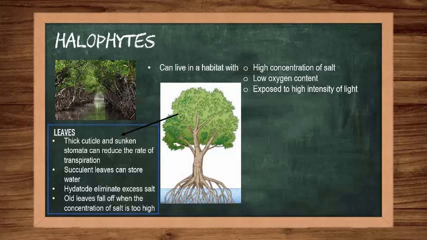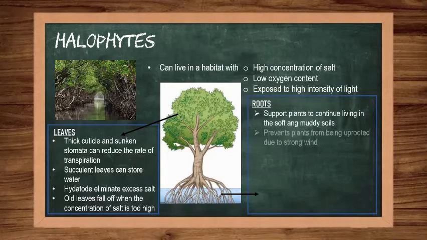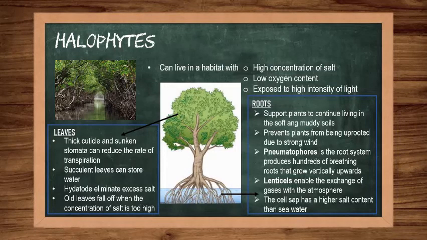Leaves with a special structure known as hydathodes eliminate excess salt, and old leaves can store salt and fall off when the concentration of salt stored is too high. For the roots, a root system that branches widely and exists in various shapes and sizes provides support for the plants to continue living in the soft and muddy soils. Other than that, it prevents plants from being uprooted due to strong wind.